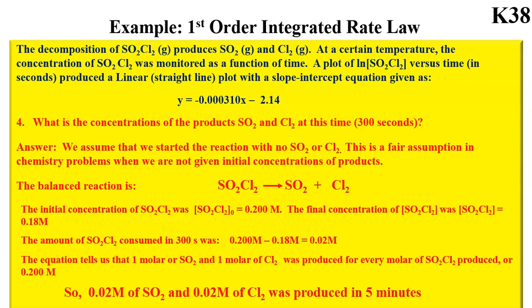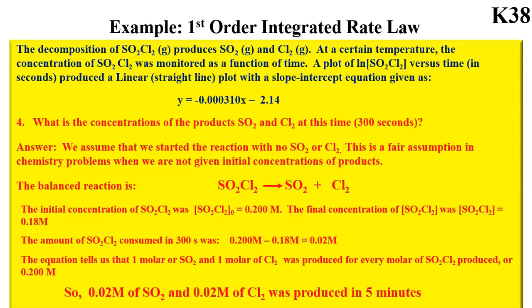If we use up 2 moles of reactant SO2Cl2, then we will gain 2 moles of SO2 and we will gain 2 moles of the other product Cl2. So whatever number of moles of SO2Cl2 decreases as a reactant, the same number of moles of each of the 2 products will go up.